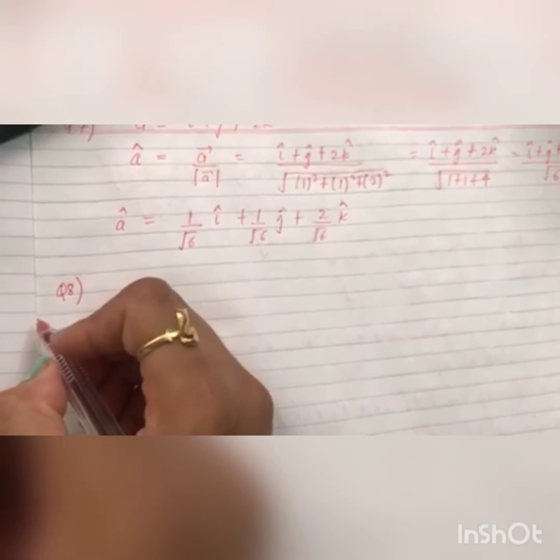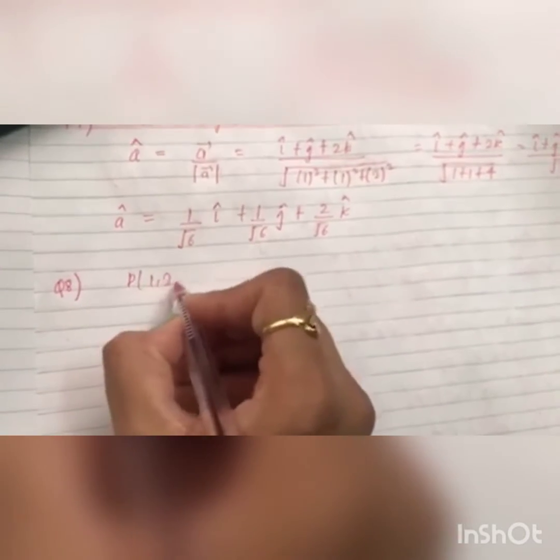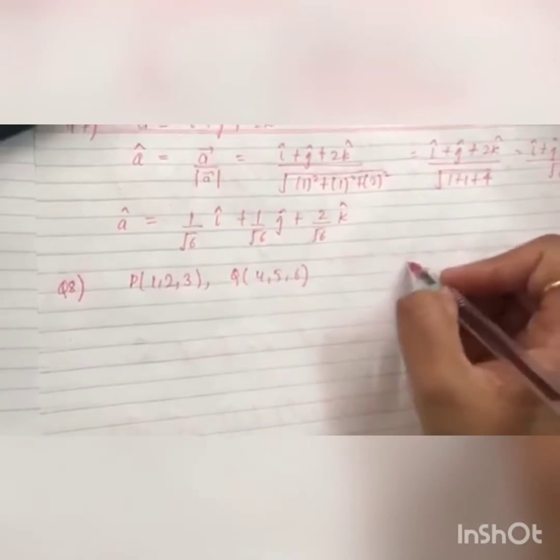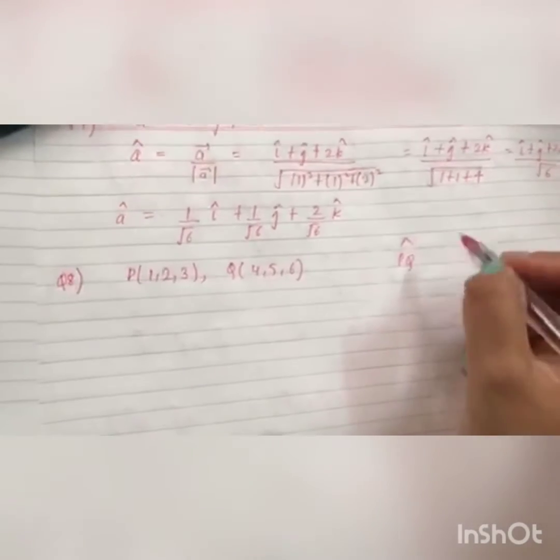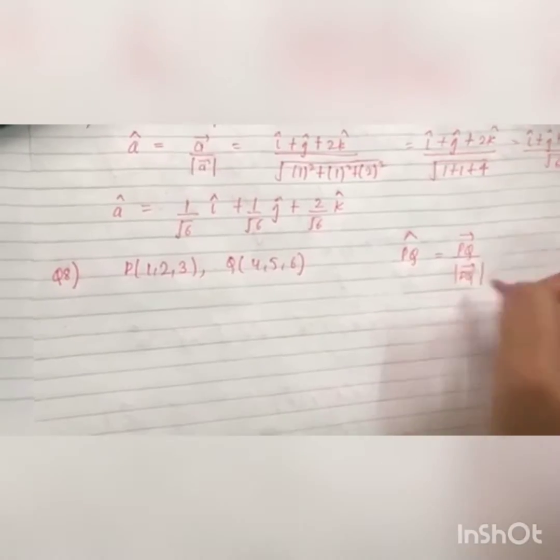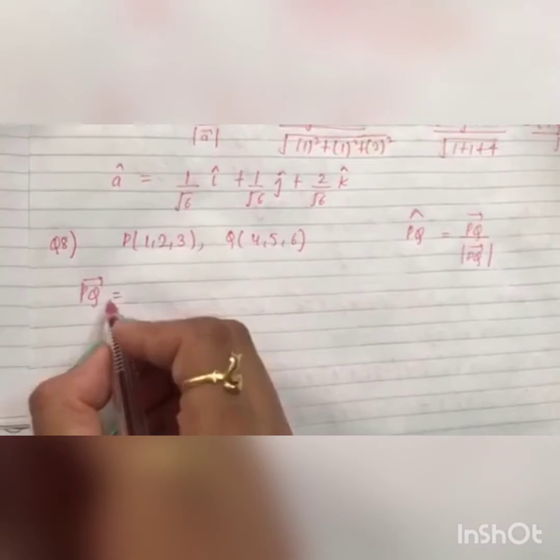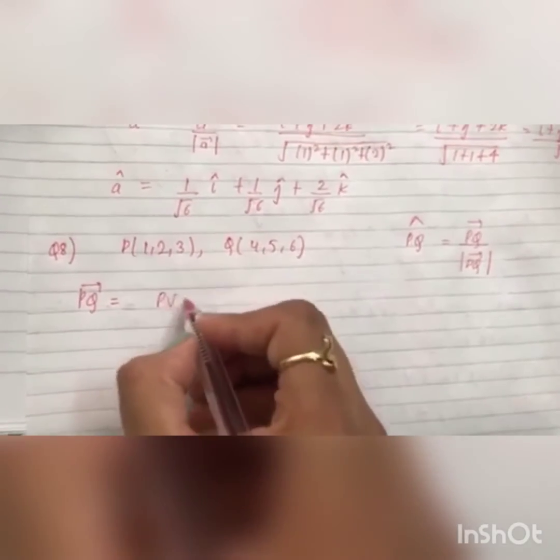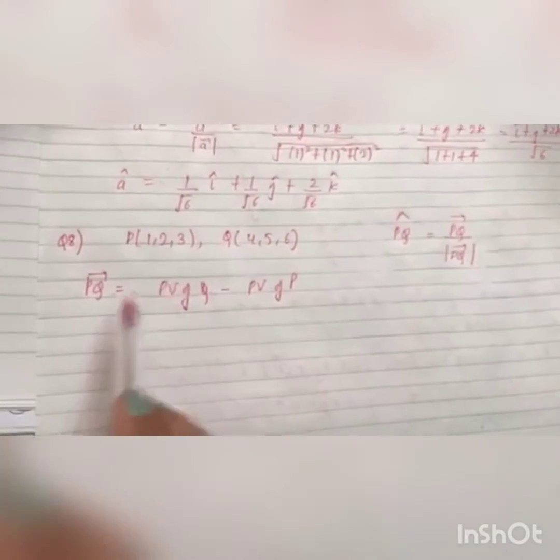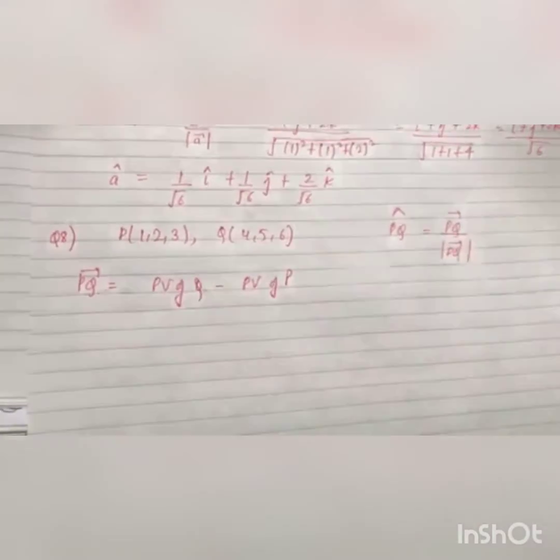Find a unit vector in the direction of vector PQ where P and Q are points. So this is point P (1, 2, 3). Next is point Q (4, 5, 6). You have to find a unit vector for PQ. The unit vector for PQ will be the vector upon its magnitude. So first of all, let us find the PQ vector. PQ will be final minus initial. That means the position vector of Q minus the position vector of P. So in this way you will find the PQ vector. Then you will just substitute the values over here.